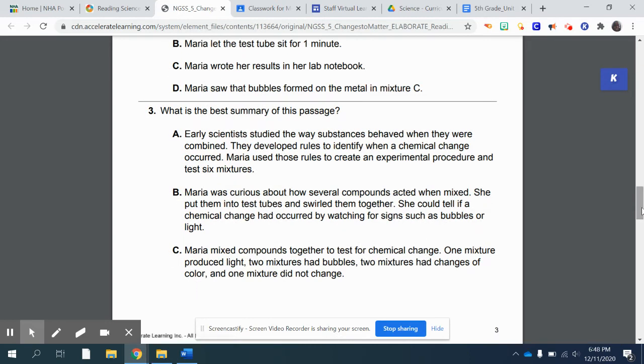Number 3, what is the best summary of this passage? A, early scientists studied the way substances behaved when they were combined. They developed rules to identify when a chemical change occurred. Maria used those rules to create an experimental procedure and test 6 mixtures.